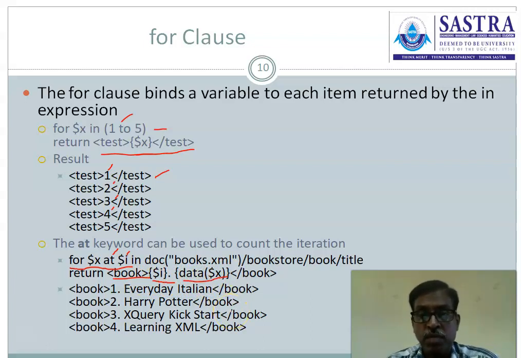In $x what is available? The title is fetched and it is available in $x, and that is displayed. So the title is displayed along with 1, 2, 3 numbering. So book is closed, and this is the result. See here, instead of displaying only the title, Everyday Italian, Harry Potter, XQuery Kickstart, Learning XML, here 1, 2, 3, 4 are additionally displayed. This is possible only when we have a variable with the dollar symbol and the at keyword. By using these two, we are able to include extra information into the content of the XML document.